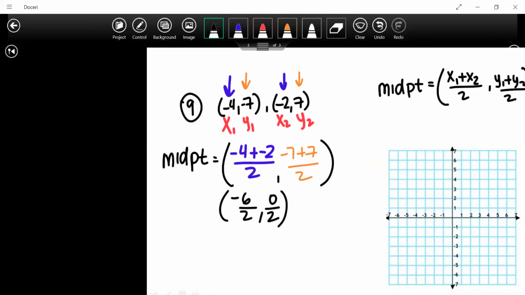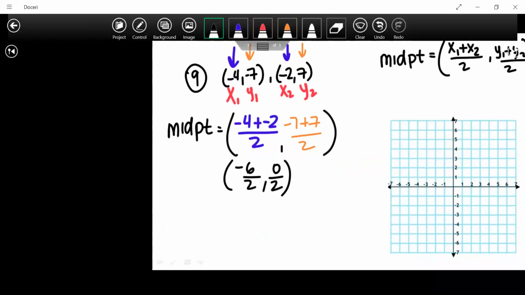This would have been a completely acceptable answer. We want to take it one step further. Divide it out by 2. We get -3, 0 as our midpoint.